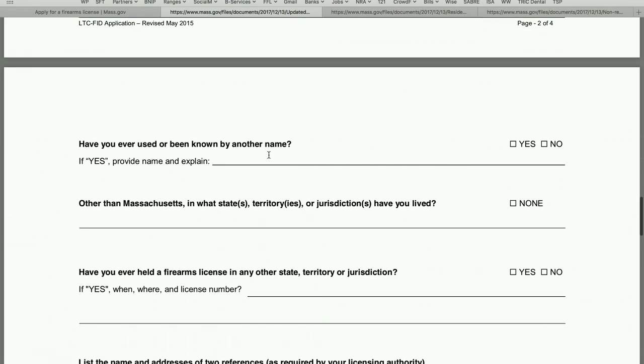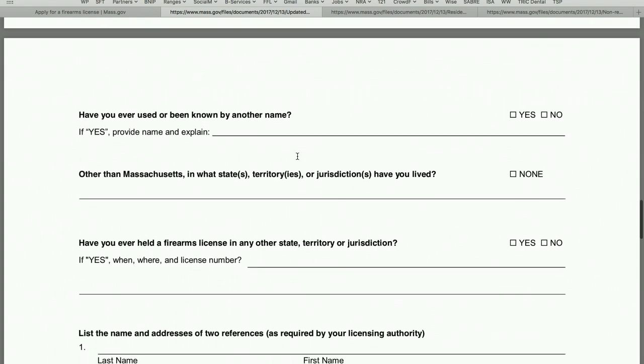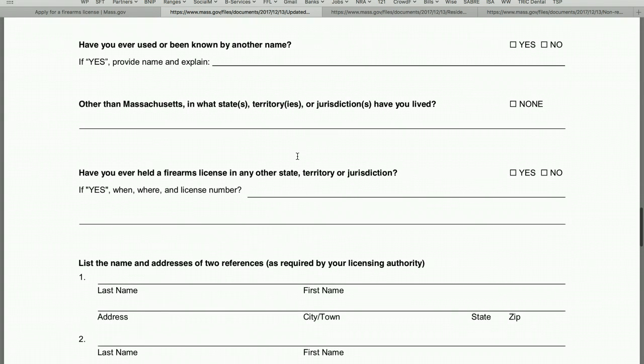Have you ever been known by another name? If you got married and changed your name, or you legally changed your name because you didn't like the name your parents gave you, you've got to go ahead and write that down.